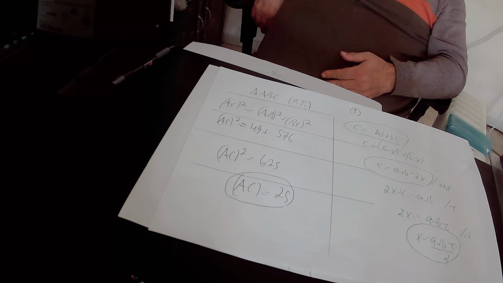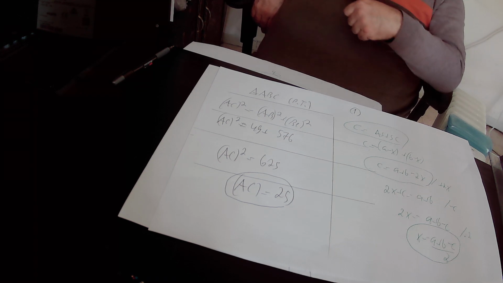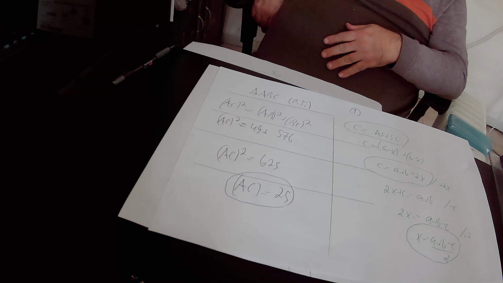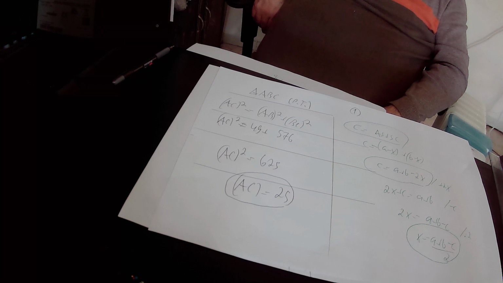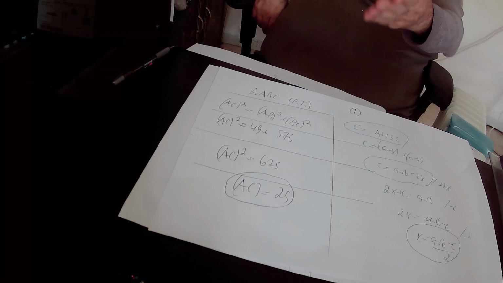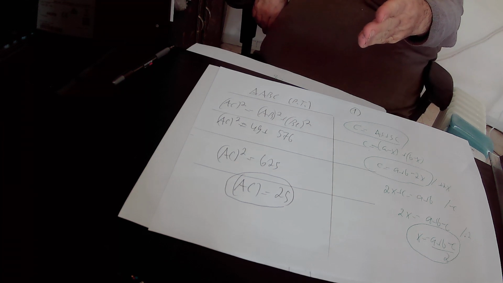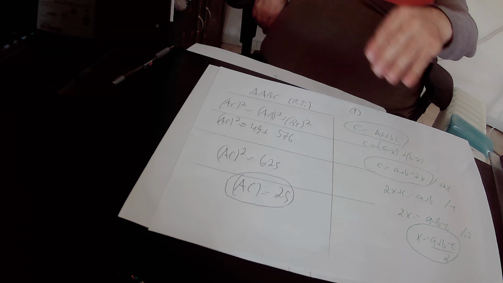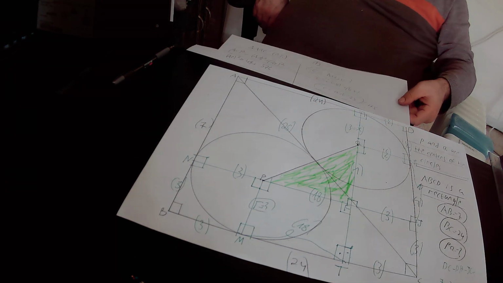So AC squared equals AB squared. AB is 7, therefore AB squared is 7 squared, that is 49. Plus BC squared. BC is 24, therefore BC squared is 24 squared, that is 576. So in total, AC squared equals 49 plus 576, that is actually 625. We took the root of this equation and finally found that AC equals the square root of 625, that is actually 25. So hypotenuse AC equals 25 units in its length.